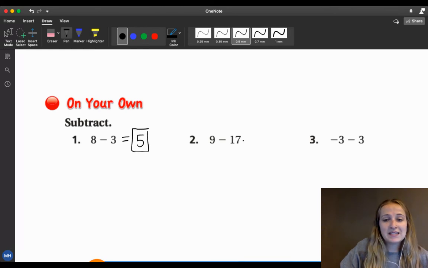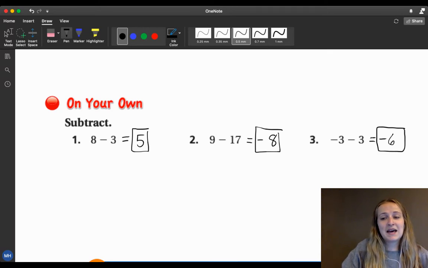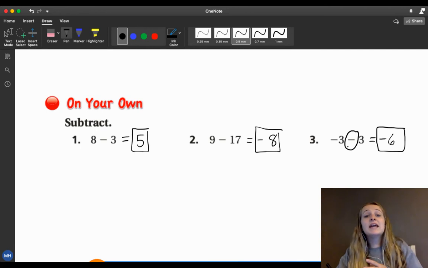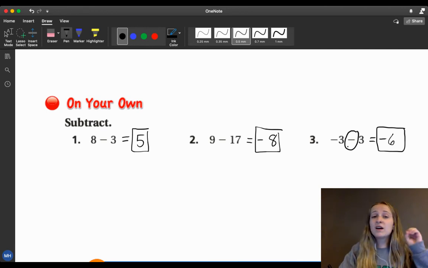9 minus 17. That would give you a negative 8. And negative 3 minus 3, that would give you a negative 6. So be careful with this one. A lot of people might mistake that one. Got to make sure that you notice it's subtracting 3. So you're already in debt $3, and now you're taking away $3 more. So it's not going to be 0. Got to pay attention to the subtraction sign.